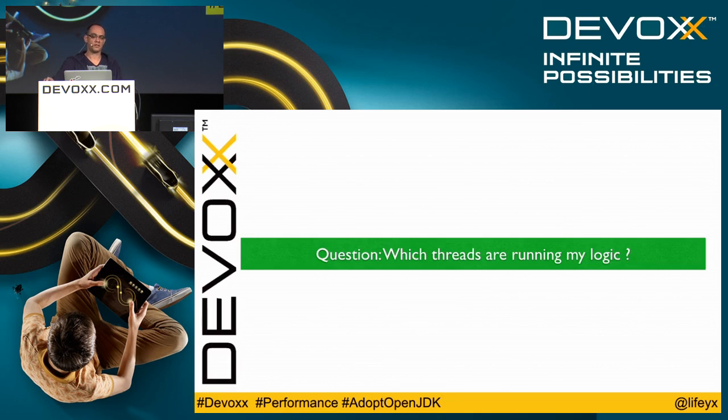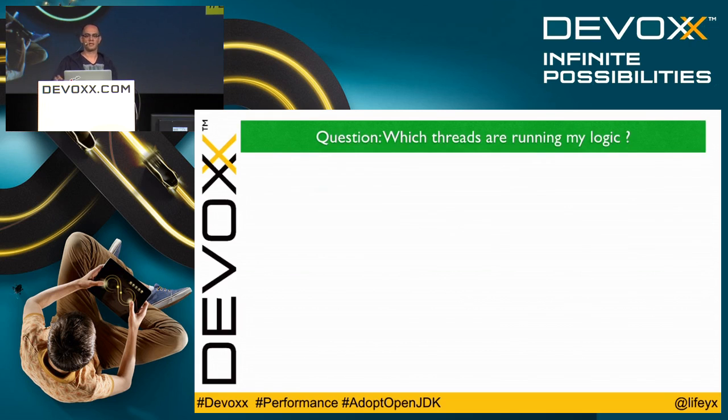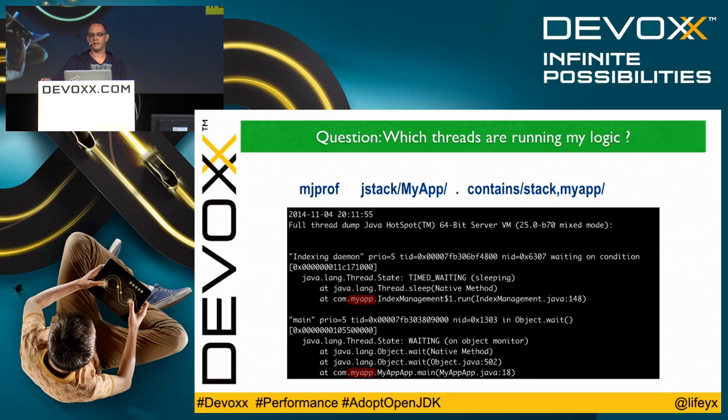Recipe number 3. The question is, which threads are running my logic? A lot of times you will have an application server that has tons of threads. Not all of them are relevant to you. It can be only a handful of them, but you want to filter out all the others. So you run mjprof, and you of course grab the stack trace, and then you query the stack parameter for a certain application. And then threads that do not have in the stack the name of the application, for example, in the package for a company, etc., will be filtered out.